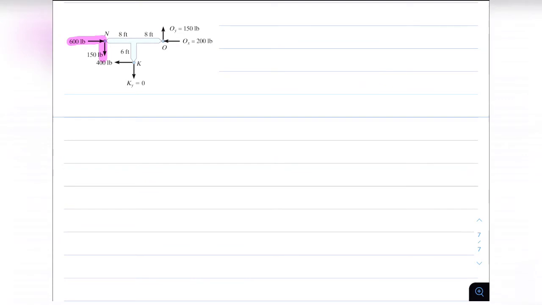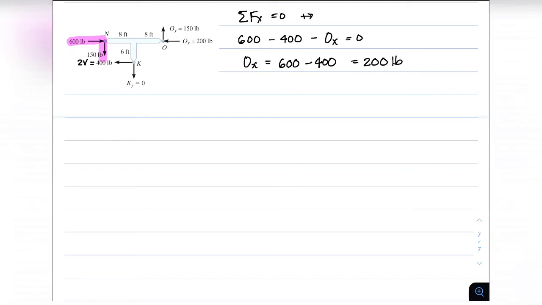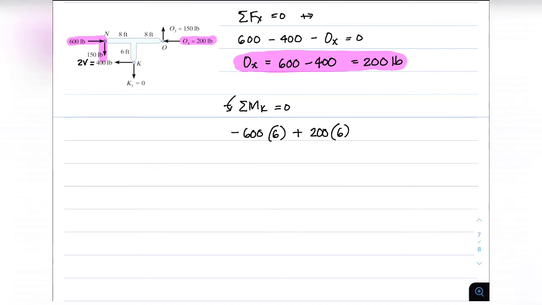Moving on to our next segment, NOK. Again, the value of our shear at point K is 2V, which is 400 pounds. Also, we will transfer the loadings from point N. We have here 600 pounds and 150 pounds. Summing the forces horizontal equal to 0 will give us 600 minus 400 minus Ox. Computing will give us the value of Ox equal to 200 pounds, which is the same as the figure.